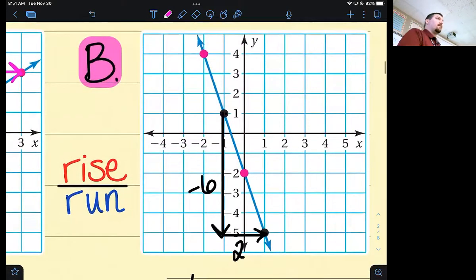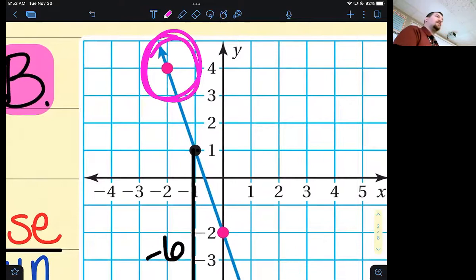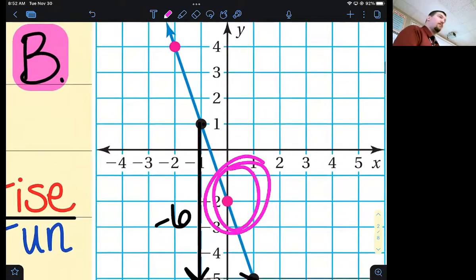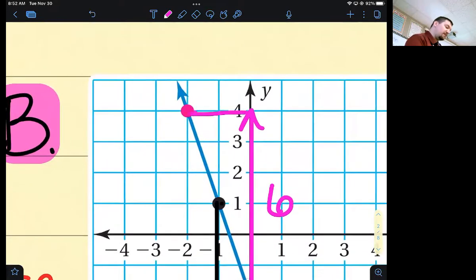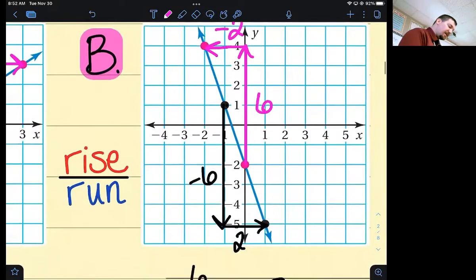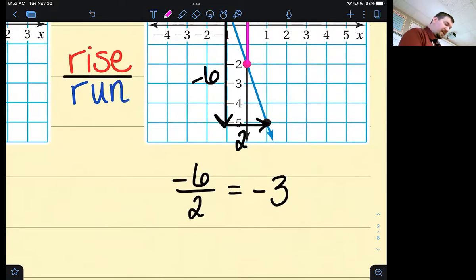Now, a question came up in the other class period. What if instead of going down and to the right, I would have started at the right point and gone up and to the left? So let's do that. What if instead of always starting at the point that's on the left side, I started at the point that's on the right side? Well, instead of going down, I'm going to go up. How should I represent going up? Positive or negative? Positive. And that's 1, 2, 3, 4, 5, 6. That'd be +6. How should I represent going left? Negative. So then I get a ratio, instead of -6/2, it's +6/-2.